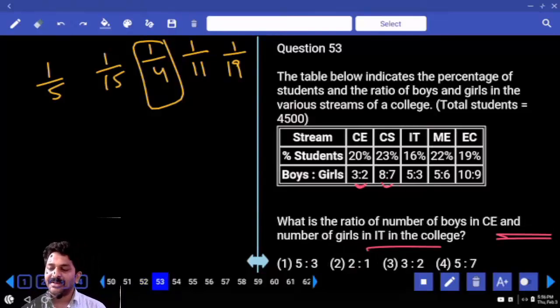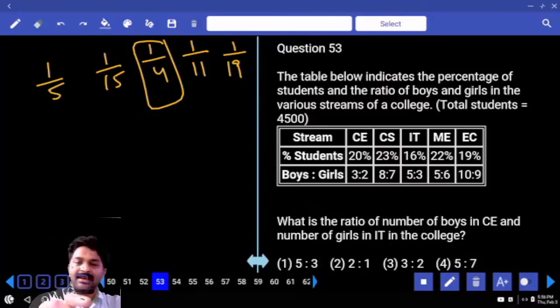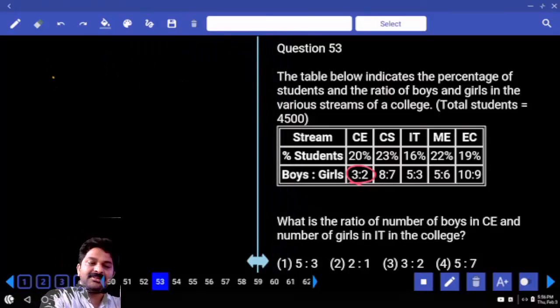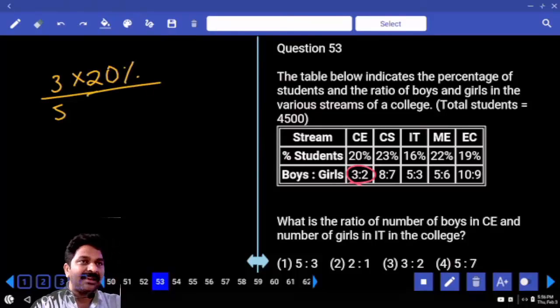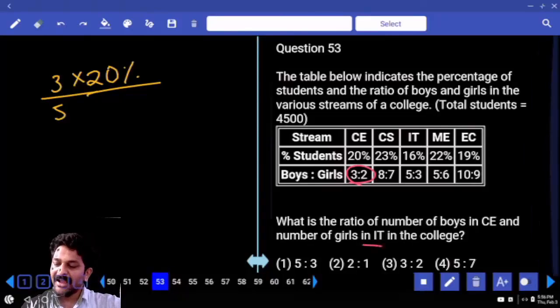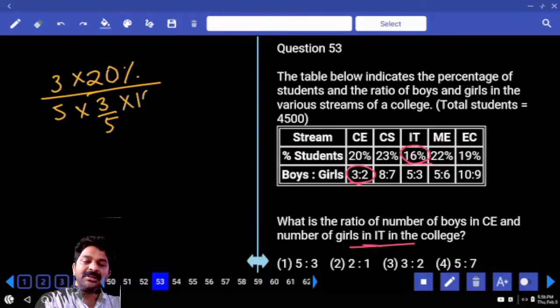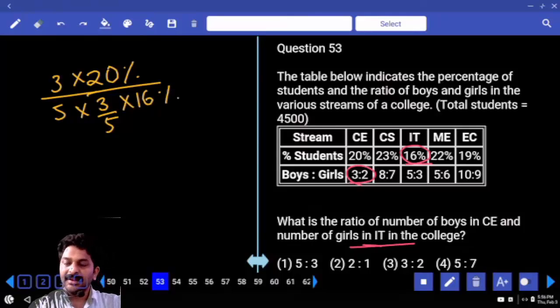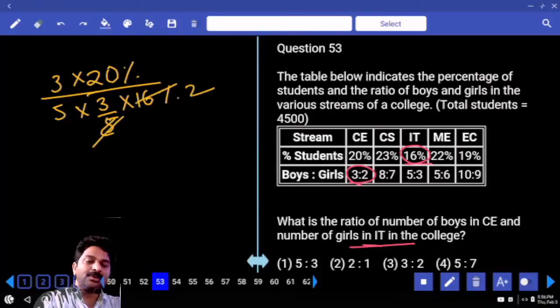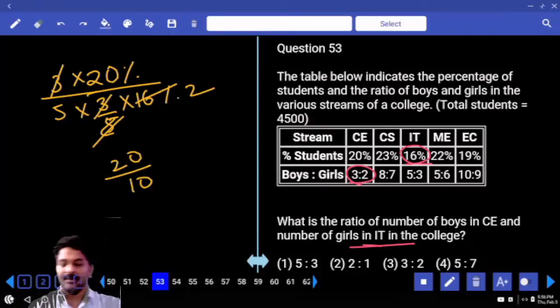What is the ratio of the number of boys in CE and the number of girls in IT? Okay. CE, 3/5 of 20% are boys from CE. Correct? Correct. Next, IT girls, total IT 16 and girls are 3 out of 5 among 16%. Correct. 3 out of 8. 8 how many times? 2 times. 3, 3 cancel. Numerator 20. Denominator 10. Total ratio, simplified form 2:1.